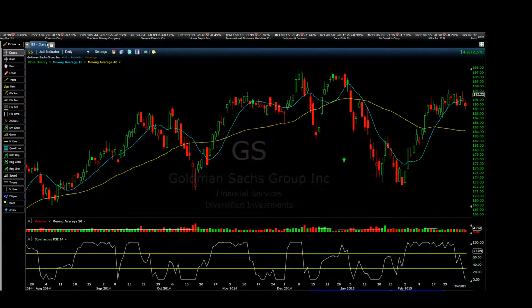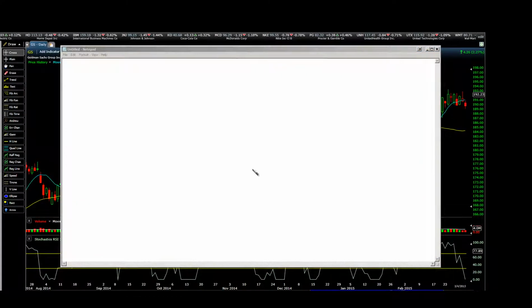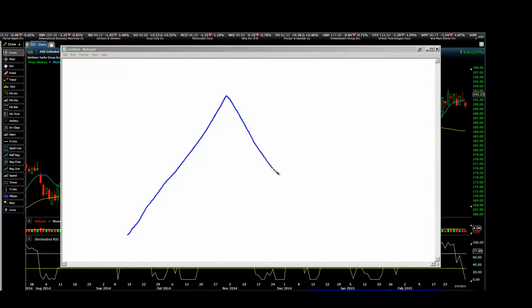So what you see on the chart here is a chart of Goldman Sachs. Let me bring out my pen tool over here. You can see that price has made a move up and then retraced. So this is what you're looking for. Let me bring up my notepad. What you're looking for is a price move up and then come back down, which is a pullback, to at least the 50% mark.